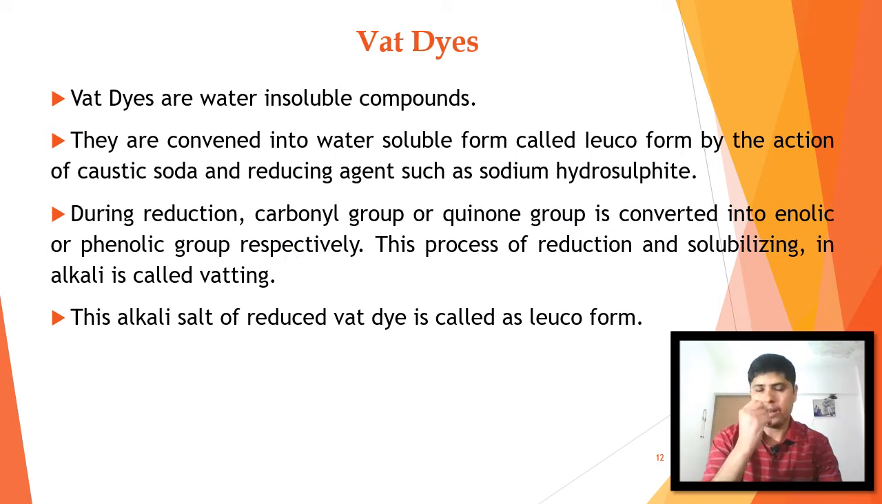For example, if we are reducing indigo dye, the carbonyl compound gets reduced into the enolic form. And if we are reducing an anthraquinone vat dye, the quinone compound gets converted into the phenolic form respectively. This process of reduction and solubilizing in alkali is called vatting. This alkali salt of the reduced vat dye is also called leucoform.